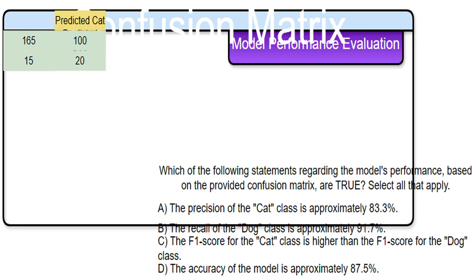I see a confusion matrix. It's a table showing how many times the model correctly or incorrectly classified cats and dogs. The rows represent the actual animal, and the columns represent what the model predicted. For example, the top left cell shows how many actual cats the model correctly classified as cats, 100.